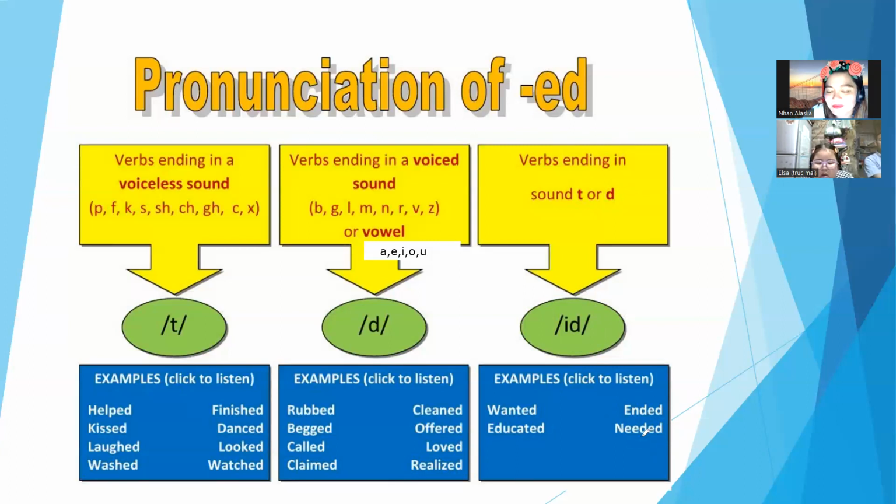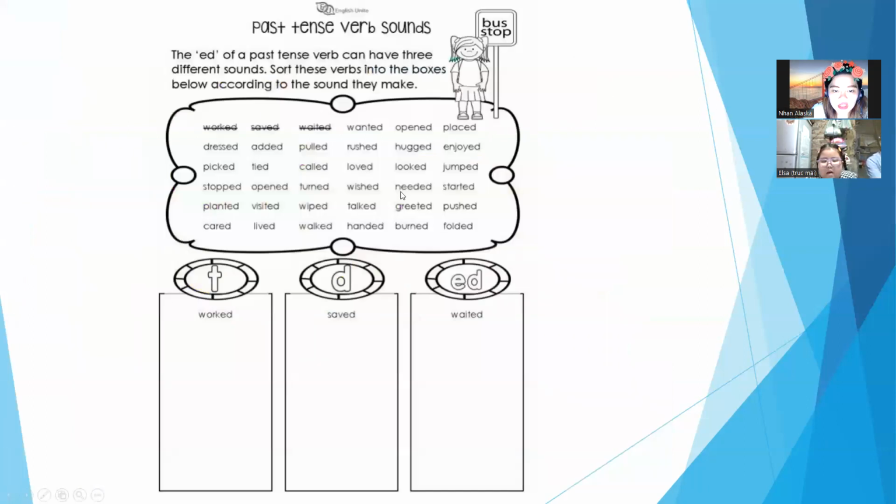Needed. So to clarify the difference between these three, all you have to do is remember this: t for voiceless sounds, d for voiced sounds or words with vibration, and for the id sound, we focus on the sound of t or d. Okay, let's see.